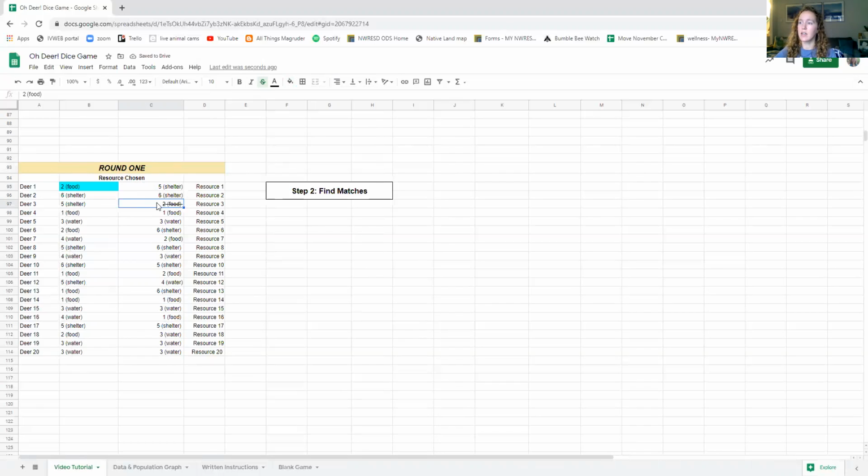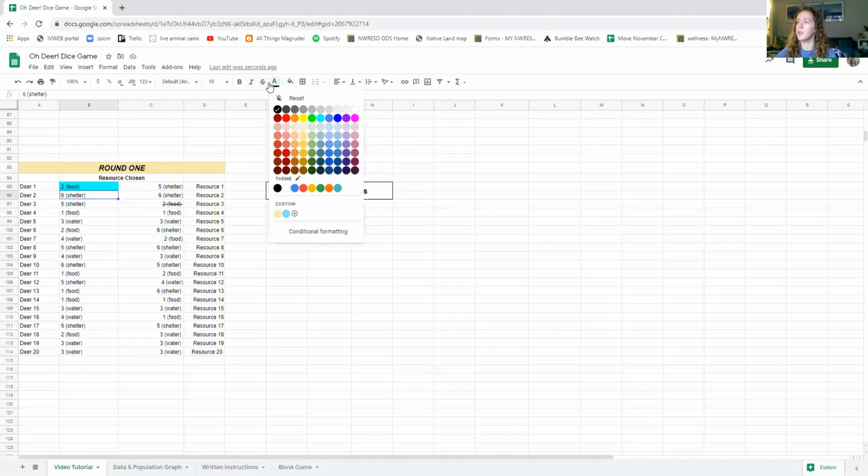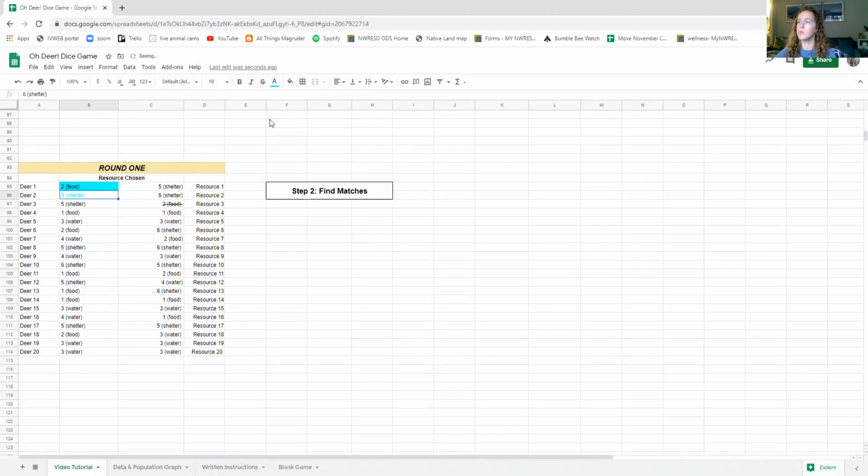So this deer got the resource it needs, which was food, which means this food is no longer a usable resource for another deer. Now shelter, do I have an unused shelter? Let's see, I do. So I'm going to highlight my deer. Oops, wrong one.